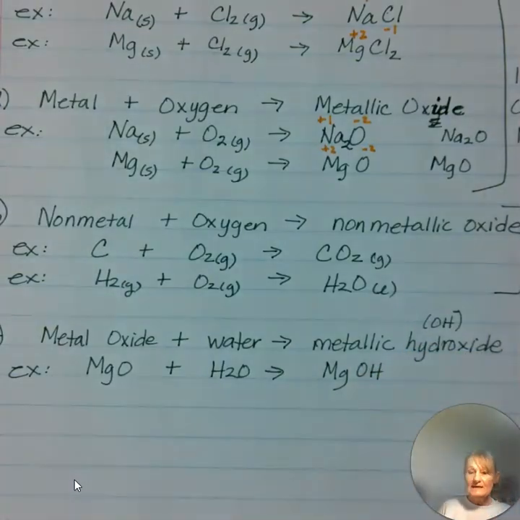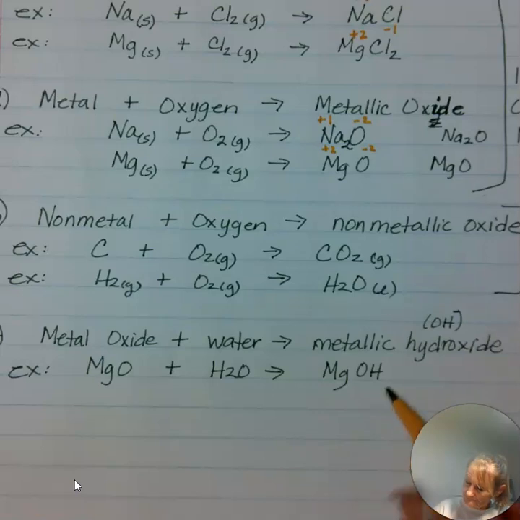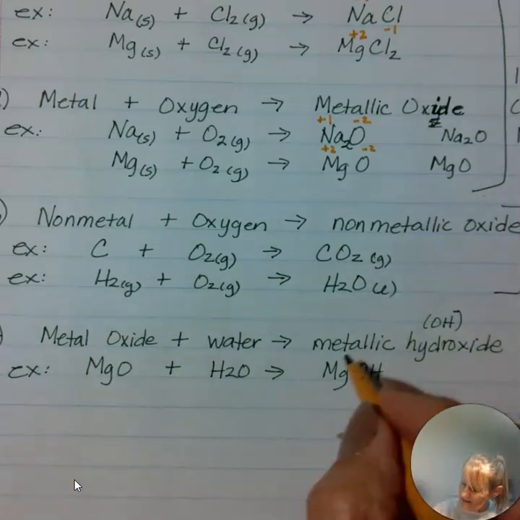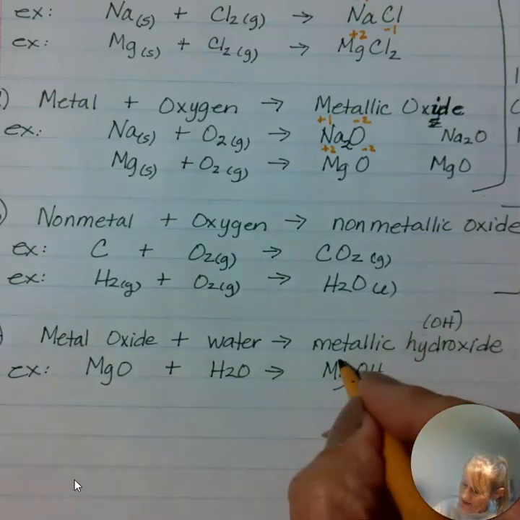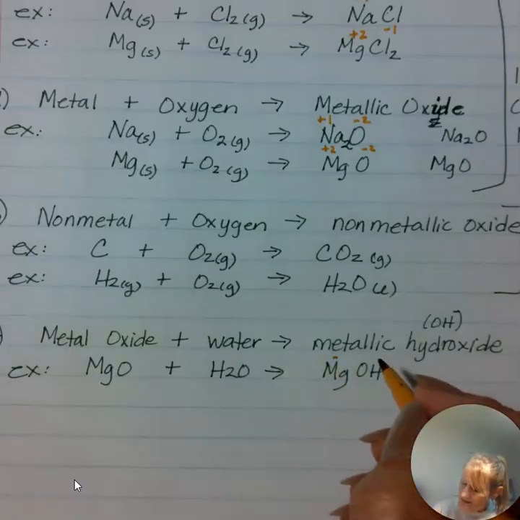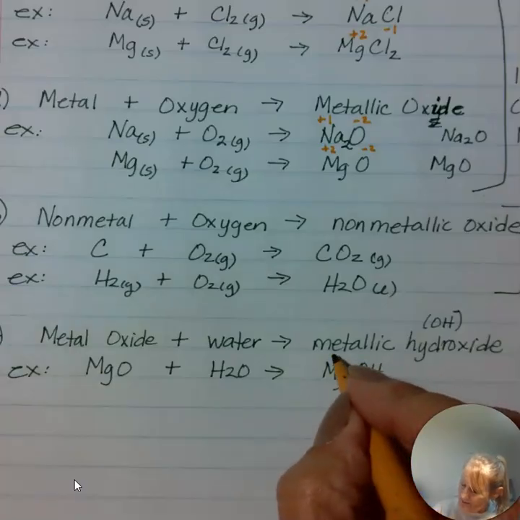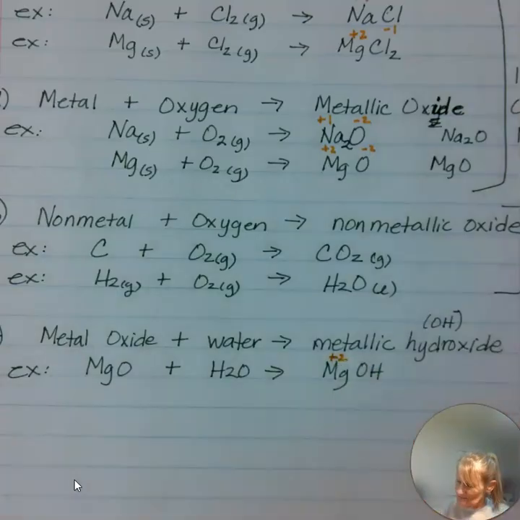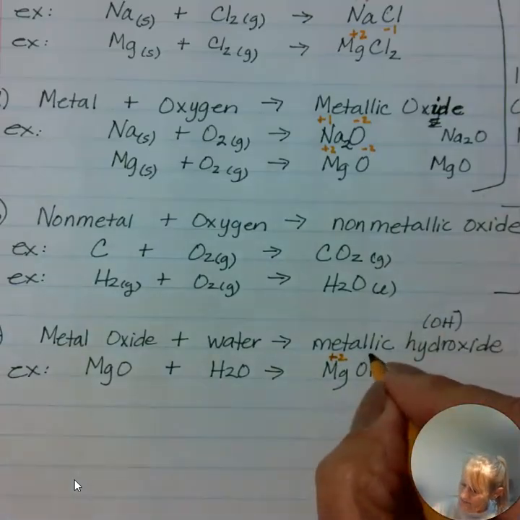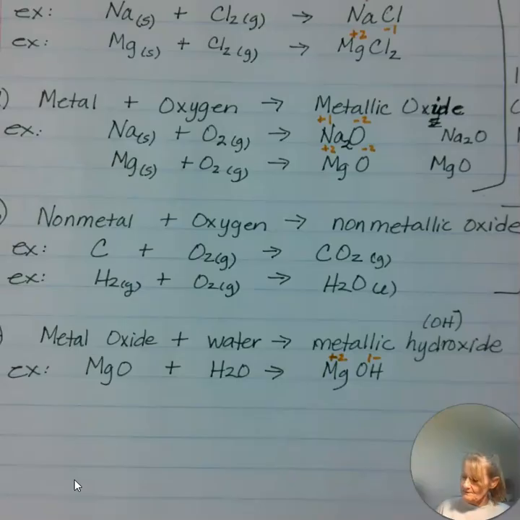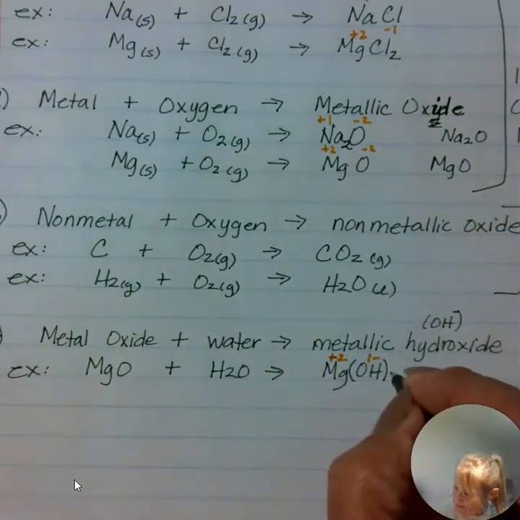Now again, I've got to check my charges, because this one's going to be ionic again. So I've got +2 for magnesium. Sorry, my brain slipped there for a second. And a -1 here. So I'm going to need 2 of these.